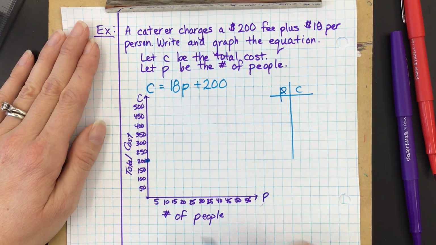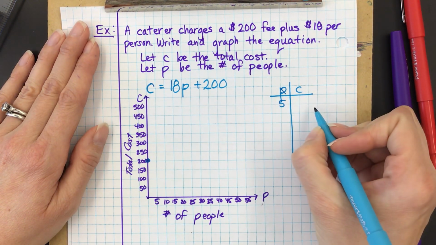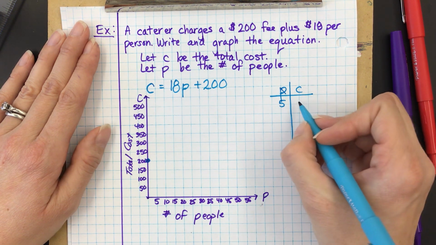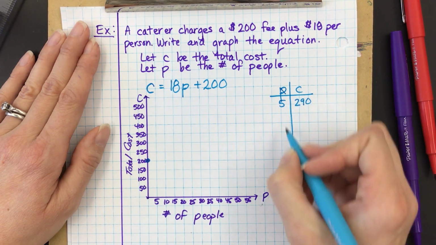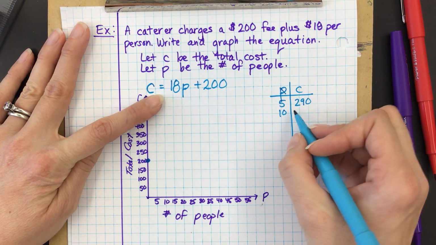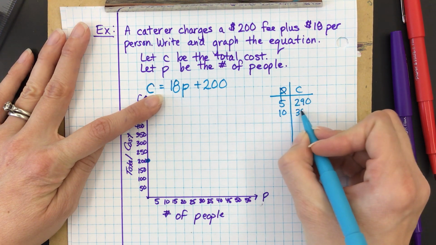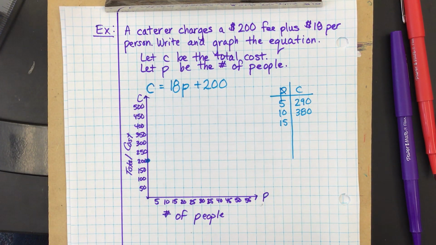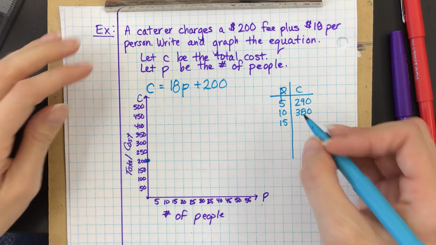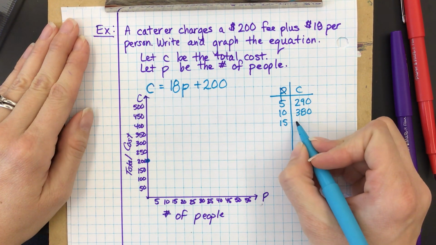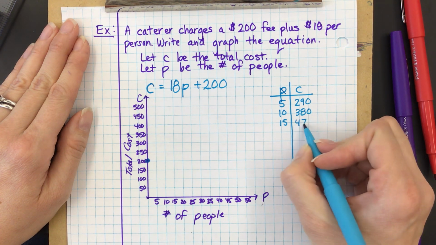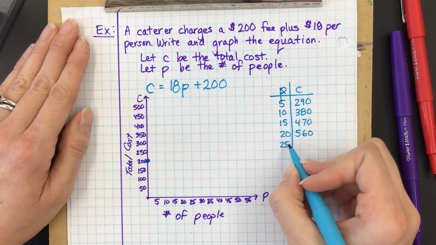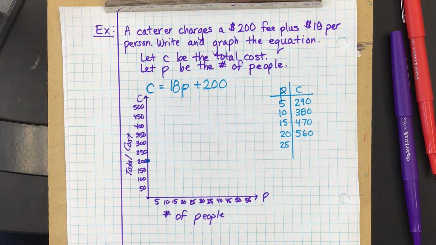and total cost. So if I did 5 people, then 18 times 5 is 90 plus 200. So this will be 290. If I invite 10 people, this is going to be 180 plus 200, so 380. If I invite 15, we're basically adding another 90 every time we go over. So this is going to be 470, 560, and already we've kind of maxed out on our graph, which is what I thought would happen.